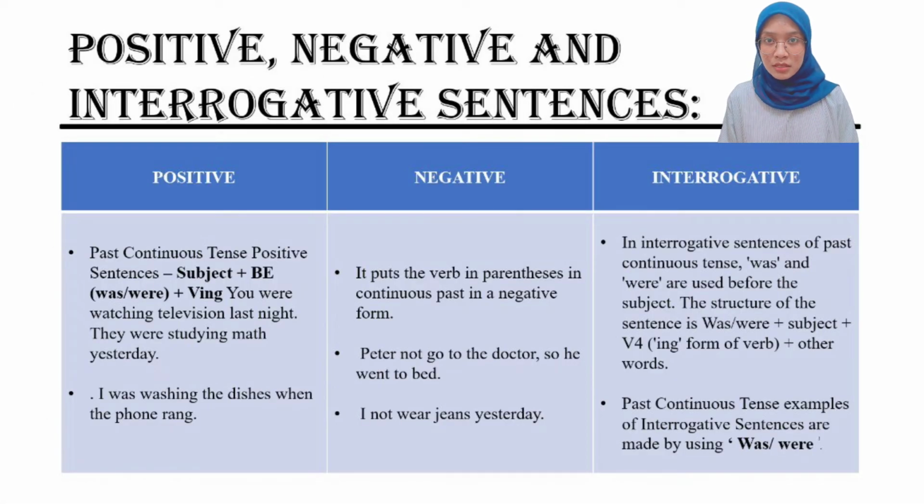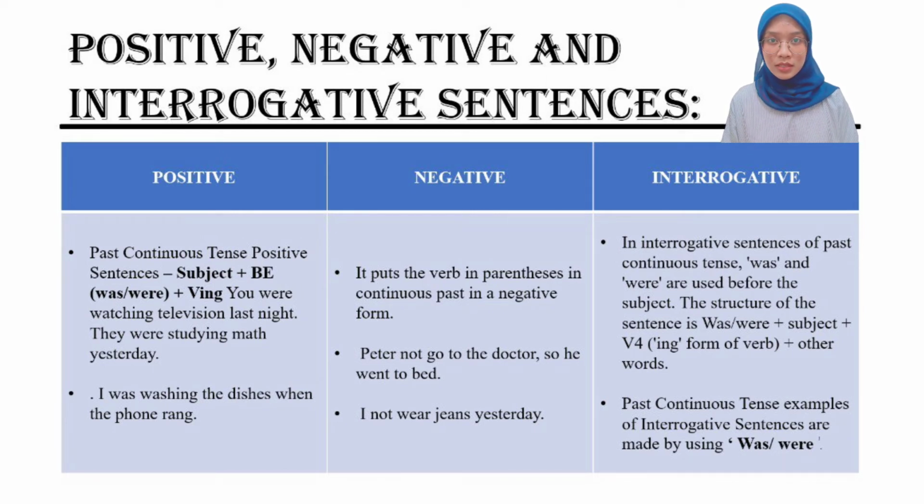First, positive sentences. Past continuous tense positive sentences: subject plus be, was or were, plus verb plus ing. For example, you were watching television last night. They were studying math yesterday. Next, negative sentences. Put the verb in parentheses in the past continuous in a negative form. For example, Peter was not going to the doctor, so he went to bed. I was not wearing jeans yesterday.